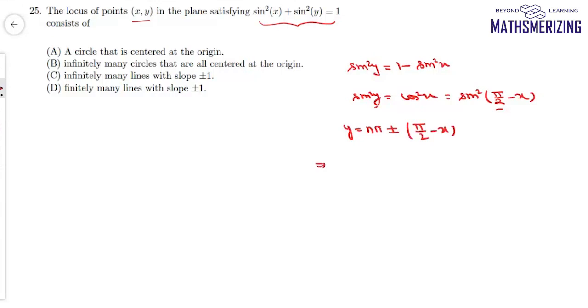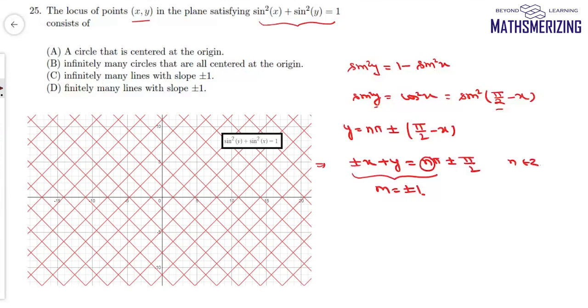So we can write this equation as plus or minus x plus y equals n pi plus or minus pi by 2 where n belongs to Z. So this locus represents straight lines with slope either plus 1 or minus 1, and for different values of n we'll get different sets of lines. So this locus will represent infinitely many lines with slope plus or minus 1, and that's your option number C.